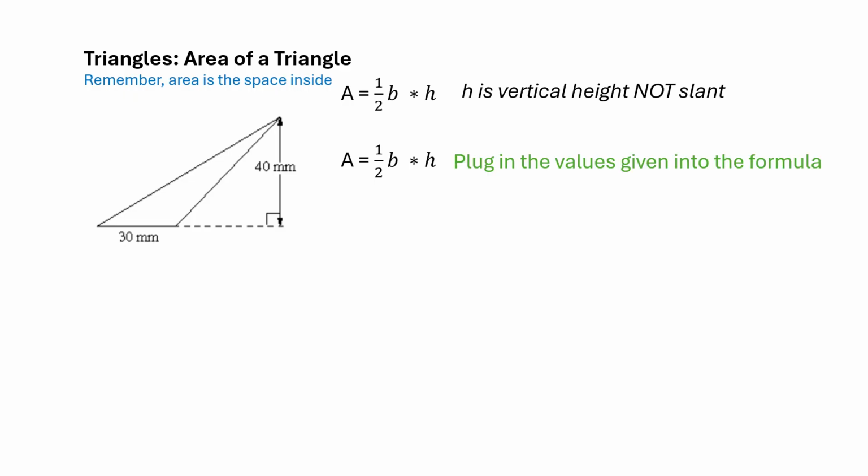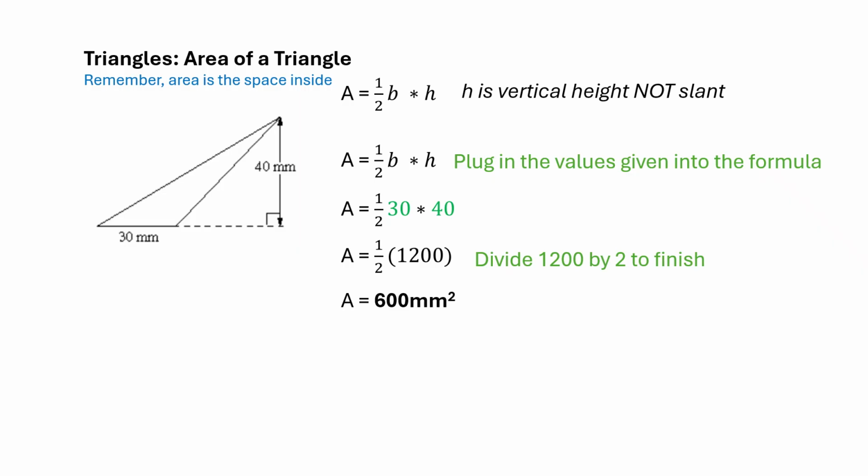So I'm going to plug in my values. 30 is my base. My height is 40. 30 times 40 is 1200, and half of 1200 is 600. That wasn't so hard.